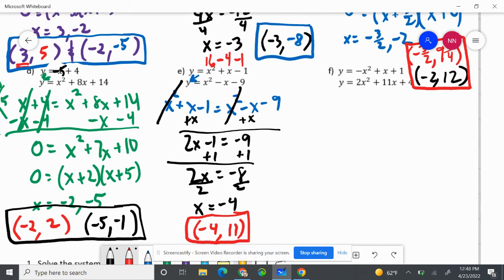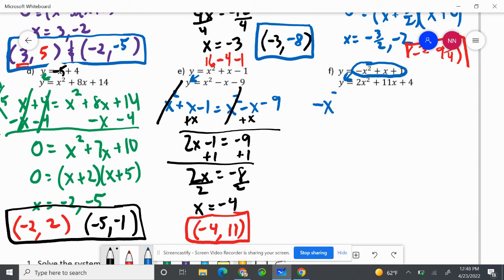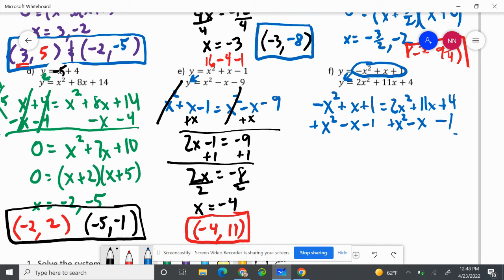Okay, looking at our last one. Once again, we're going to do the same process. We're going to substitute the one expression into the y value. So I have -x squared plus x plus 1 equals 2x squared plus 11x plus 4. The x squareds don't cancel, so that means I have to set it equal to 0. So I add the x squared, subtract the x, subtract the 1, on both sides. This right here becomes 0. I have 3x squared plus 10x plus 3.